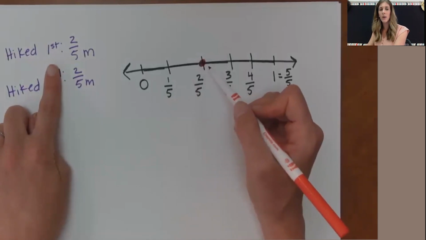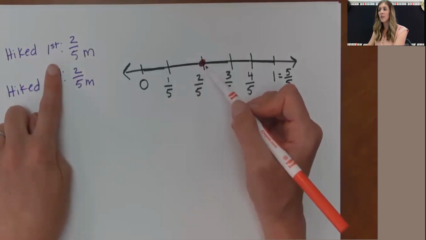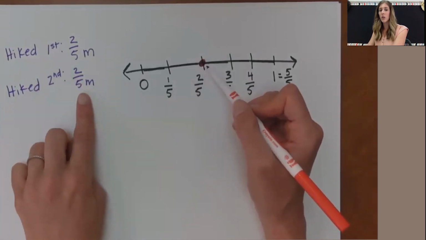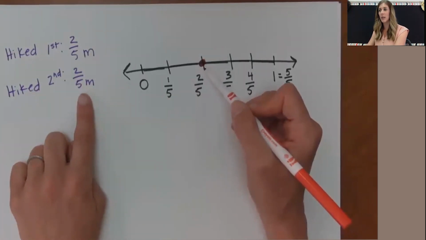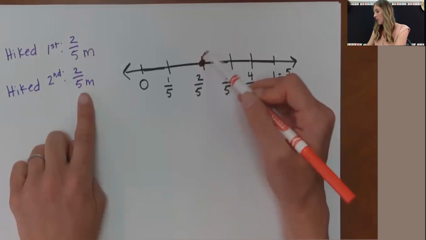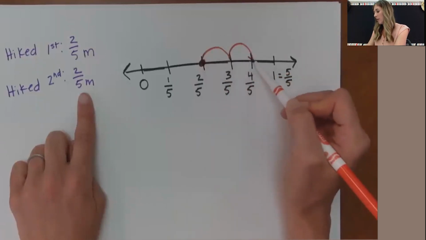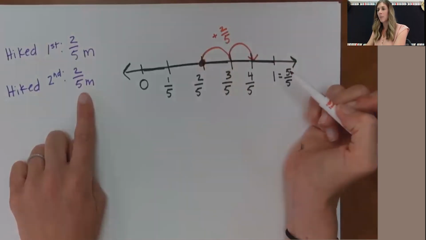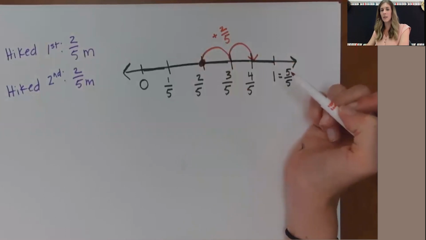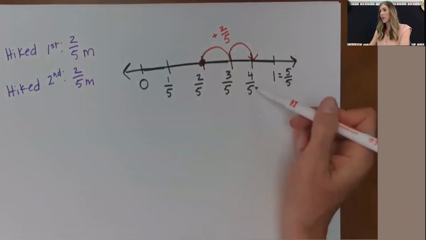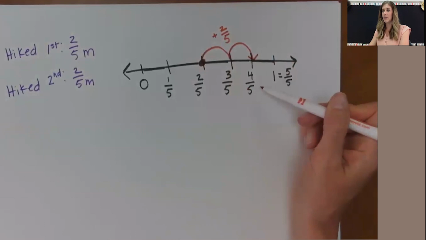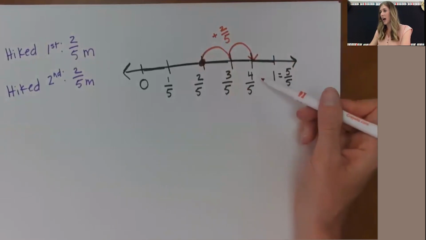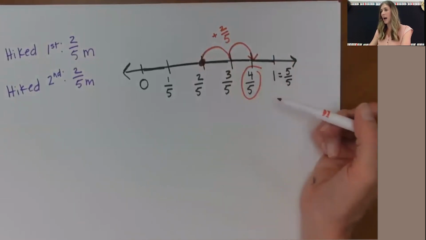What do you think we're going to do next? Right, we're going to jump 2/5 again to show the 2/5 that she walked after she stopped to get a drink of water. So 1/5, 2/5. So what do you notice? I noticed that we landed on 4/5. This means that Jessica hiked 4/5 of a mile in all on her hike.